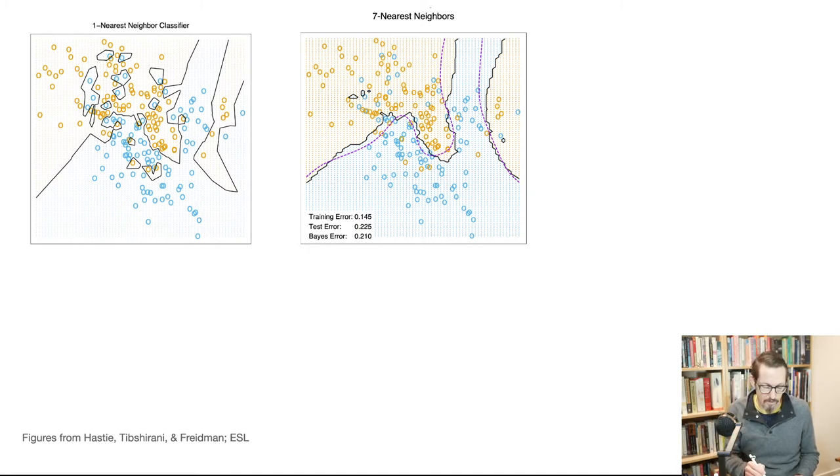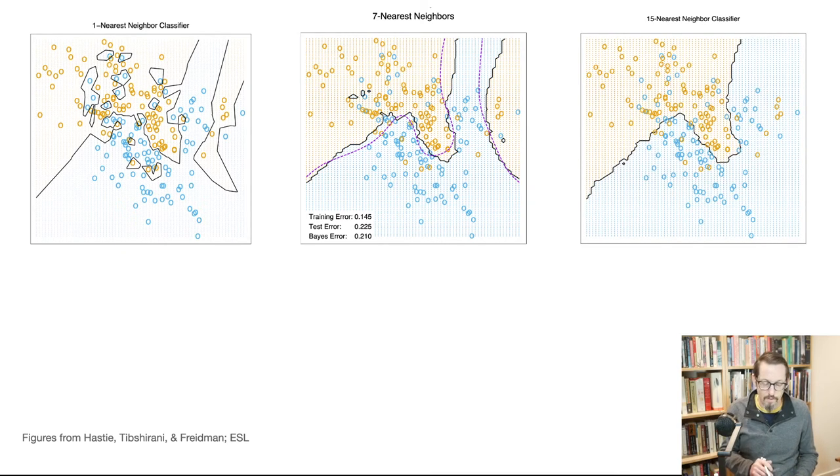And we still have this kind of peninsula here, right? So it's still a very complex decision boundary, not at all linear. Okay, what if we go crazy? What if we use 15 neighbors? Well, it gets smoother still, and we lose that peninsula. Okay, which one's right? I don't know. You're the one who has the data. You're the one who has to make a judgment call or do some kind of cross-validation to fit your model.